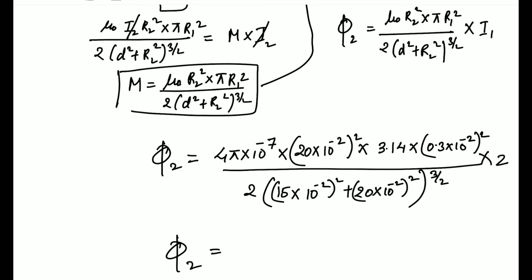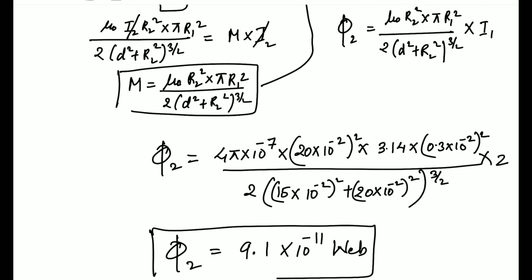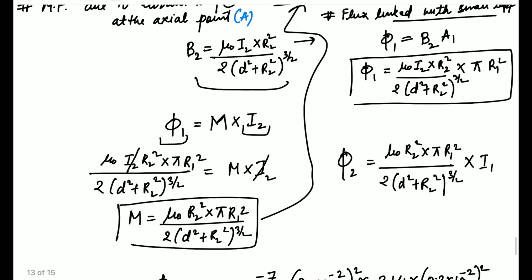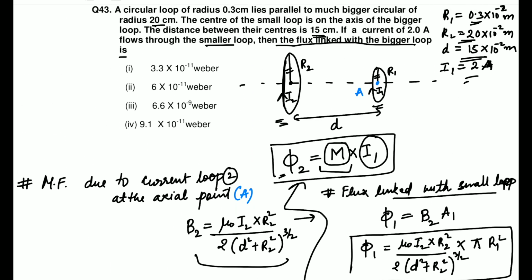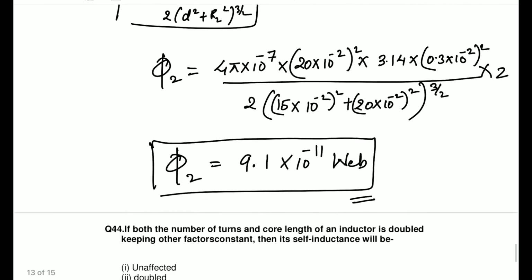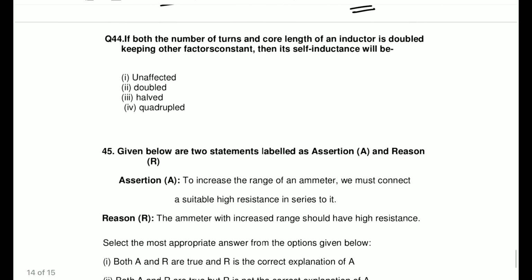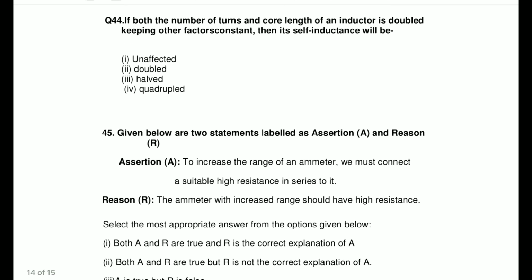Right now I'm actually making a video, so I don't want to solve it. The answer you will get will be 9.1 into 10 to the power minus 11 Weber. This will be the flux through your larger loop because of the current that is flowing in the smaller loop. So the answer is the fourth one, 9.1 into 10 to the minus 11 Weber. I hope that is understandable. Yes? Okay, let's move to the next one.